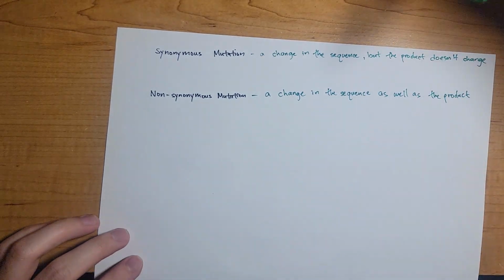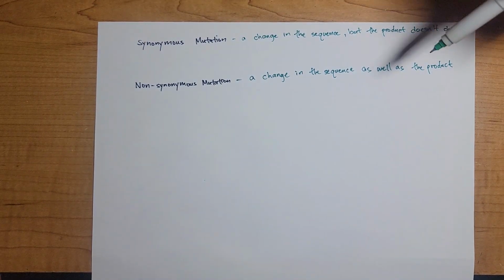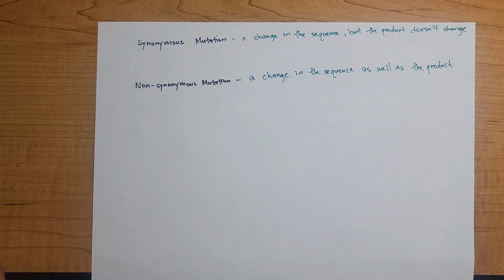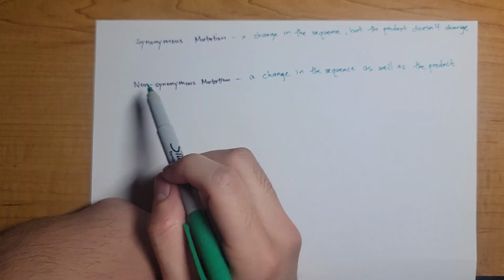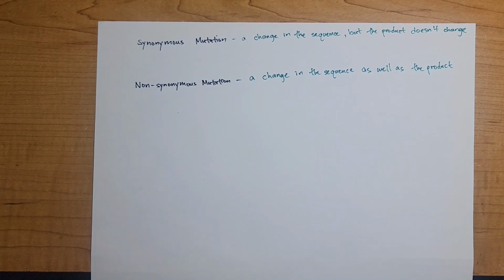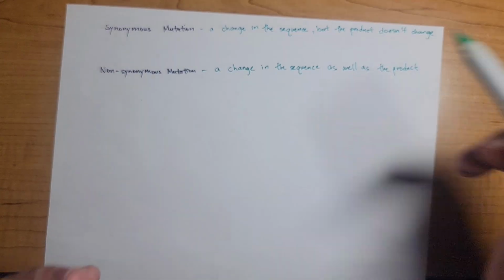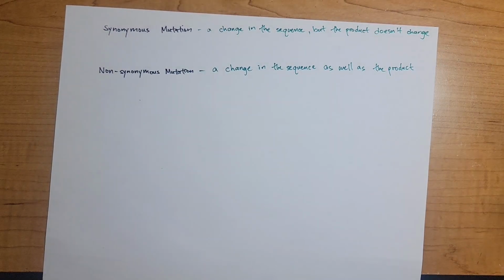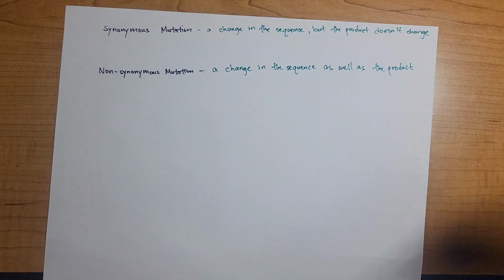Alright, so basically this is what it means. I don't know how to make it any simpler. Just think of the word itself. Synonymous, non-synonymous. Synonymous, like synonyms, same meaning. Non-synonymous, not the same. So basically, a change in the sequence: if it's synonymous, the sequence is changed, but the product is still the same.